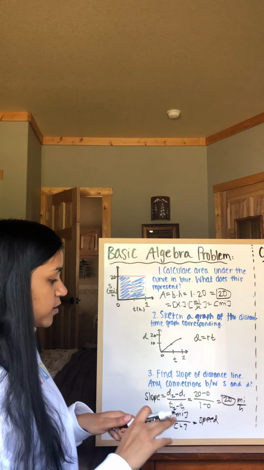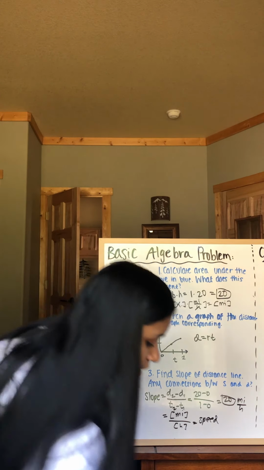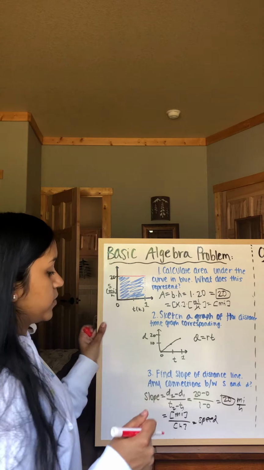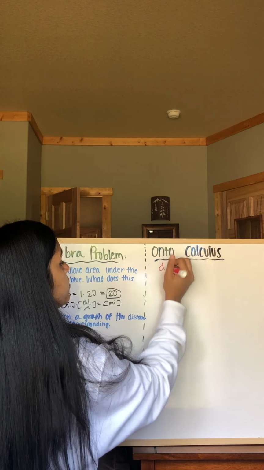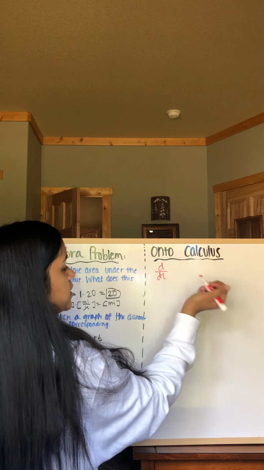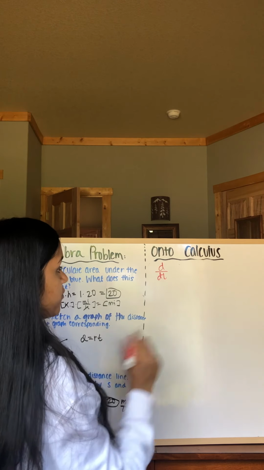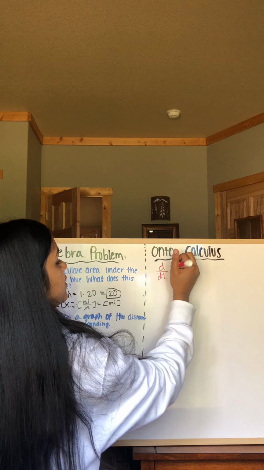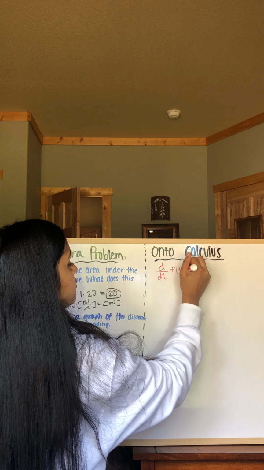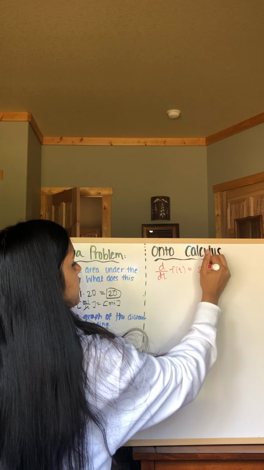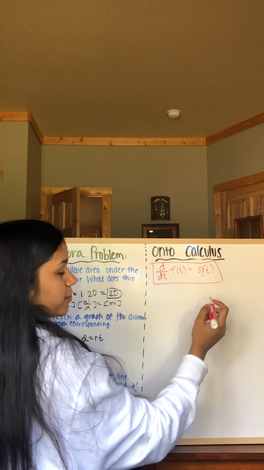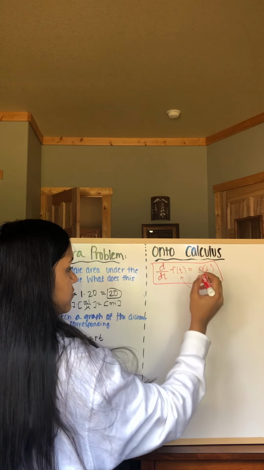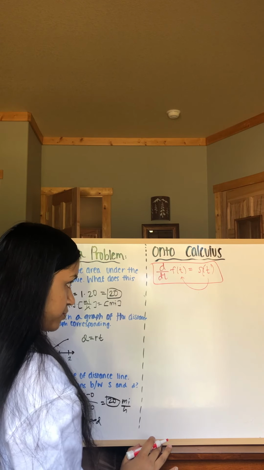So let's put this in calculus notation. The slope, or d over dt, the derivative of our distance function, which I'm going to call f of t because there are a lot of d's and I don't want it to get too confusing, equals our speed function. So is there any way we can reverse this, put s of t in terms of f of t?